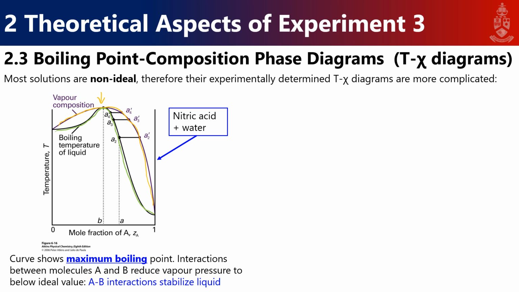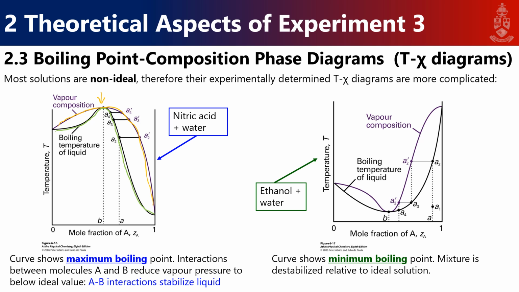You will perform a distillation, obtain boiling temperatures, and at a specific boiling point or boiling temperature, you will obtain the composition of your liquid and your vapor, and you will construct your phase diagram. Okay, so maximum boiling point. You can also have a scenario with a minimum boiling point. And on the right hand side, this is a curve showing a minimum boiling point there.